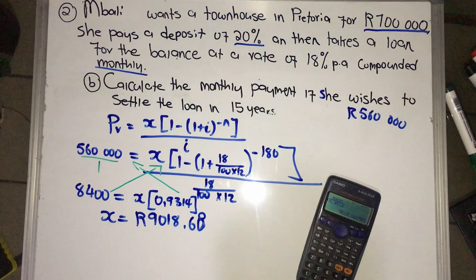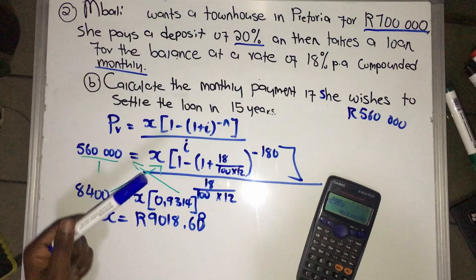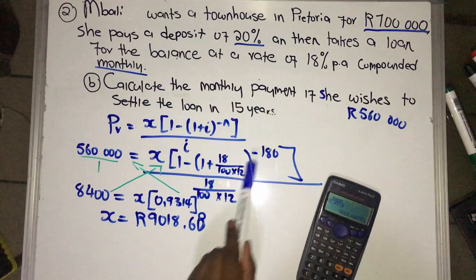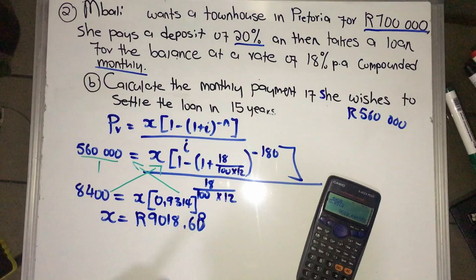Alright, so this is how we solve a present value annuity. In this case we have the loan, and then a monthly installment. Okay, and then we find the interest. So the interest is compounded monthly, and your duration is in months. Okay, that's important. And then from there it's just mathematics, and our answer is 9,018.68.